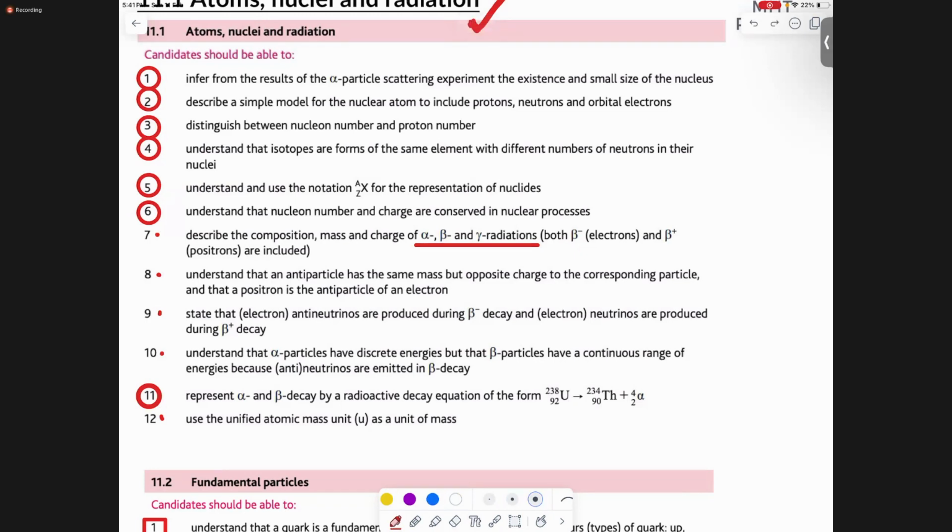Infer the results of alpha scattering, done. Describe a simple model of an atom, done. Nucleon and proton number, yes. Isotopes, yes. Notation, done. Nucleon and charge conserved in nuclear processes, yes. I think this is the most basic foundation of the whole chapter, and the chemistry is based on that. You should know this. Describe the composition, mass, and charge of alpha, beta, and gamma. Yes, gamma is just electromagnetic radiation.